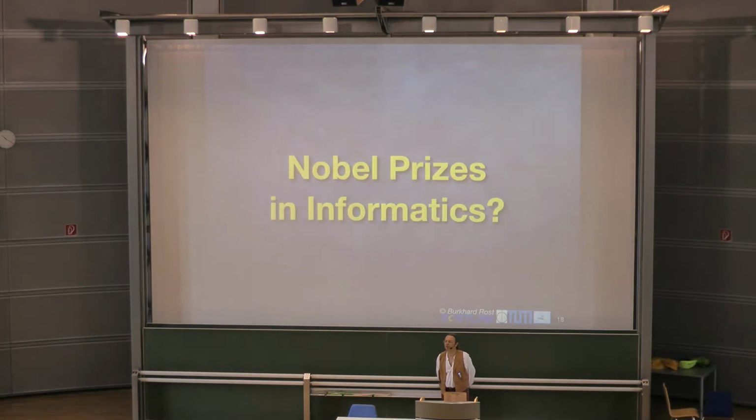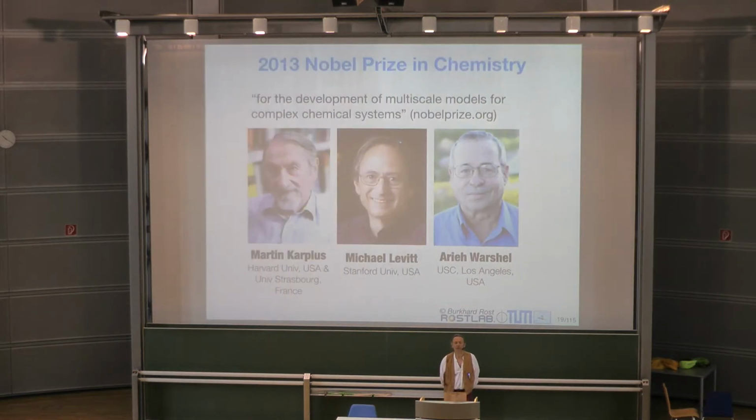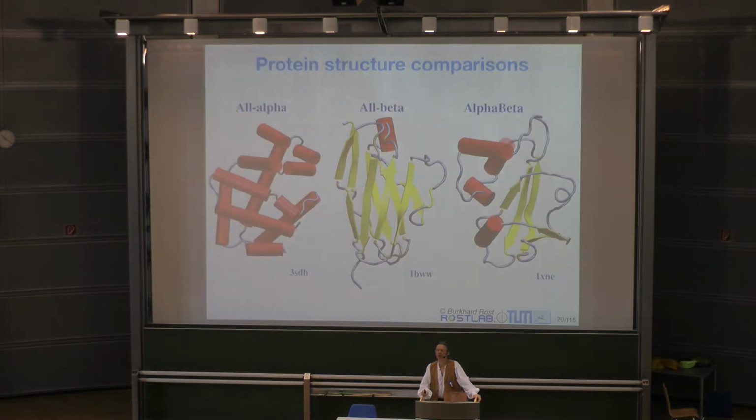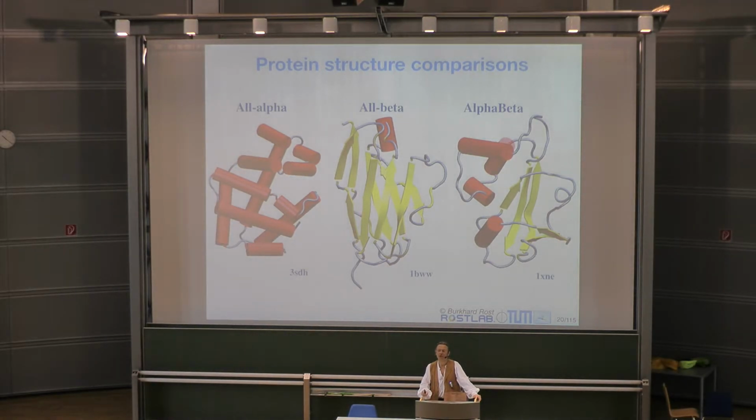There is no Nobel Prize for informatics, as you all know. Here's a question mark, as if there would be an opportunity. In fact, there is something, in some sense, like it. In 2013, the Nobel Prize in Chemistry was awarded to these 3 gentlemen, Martin Karplus, Michael Levitt, and Arieh Warshel, for the development of multi-scale models for complex chemical systems. It began with work that Michael Levitt did, in which he classified proteins in 3 different classes.